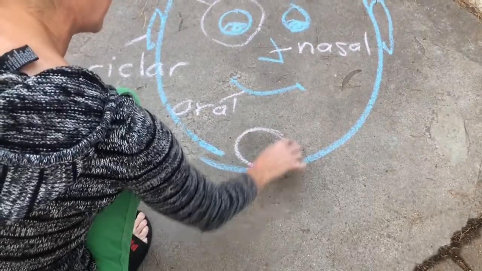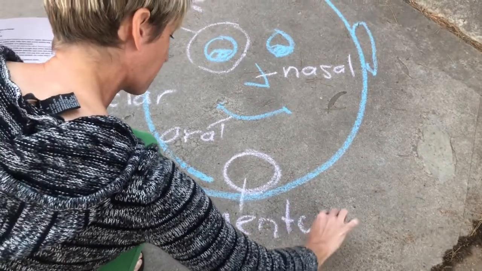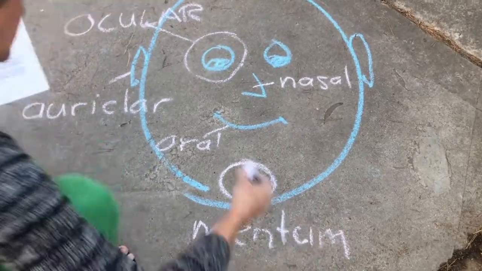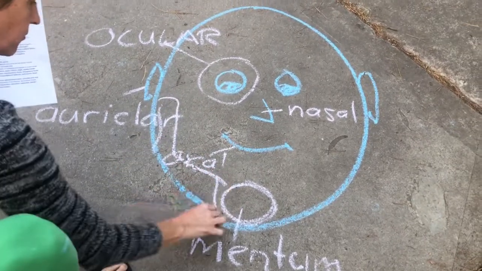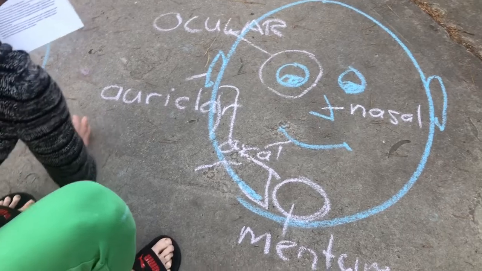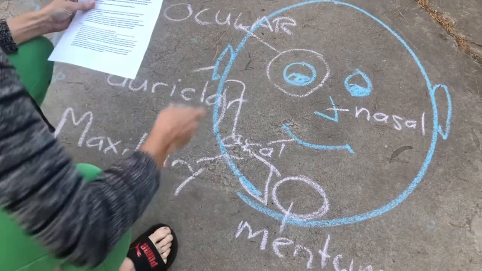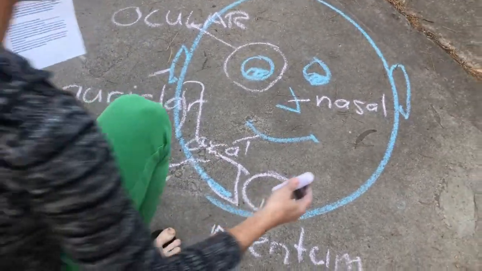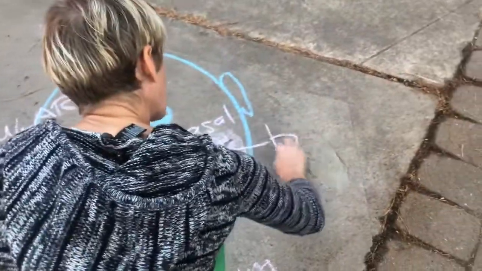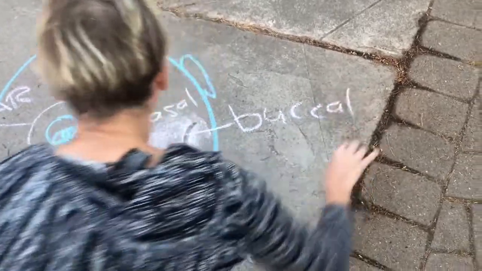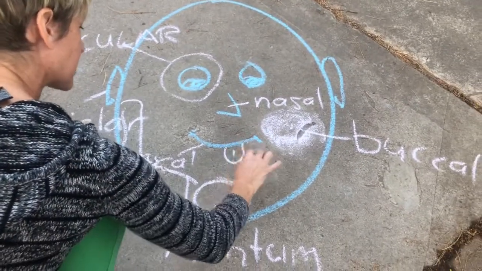The chin area is called the mentum. And we could say this whole jawbone area is the maxillary region. Cheeks. So like here, cheek area is buccal. Let's see, what else? Oh, lingual. Oh, we have to draw a tongue on this guy. There's his tongue, and that's lingual.